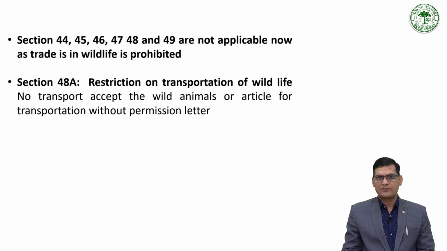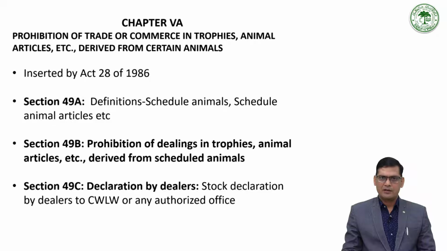Sections 44, 45, 46, 47, 48 and 49 do not have any validity now, as trade in wildlife products is prohibited in India. Section 48 prohibited transporters from transporting wildlife without the permission of the Chief Wildlife Warden. Chapter 5A deals with prohibition of trade or commerce in trophies, animals, articles, etc. Section 49A of this chapter provides the definition for the birds used in this chapter.